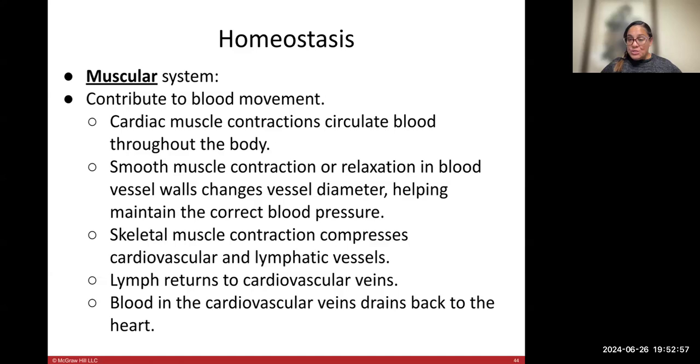Our muscular system works with the cardiovascular system because it contributes to blood movement. Cardiac muscle contractions circulate blood throughout the body. Smooth muscle contractions or relaxations change the vessel diameter, helping maintain the correct blood pressure. Skeletal muscle contraction compresses cardiovascular and lymphatic vessels to make sure blood and lymph are flowing through our bodies. Lymph returns to cardiovascular veins. Blood in the cardiovascular veins drains back to the heart.